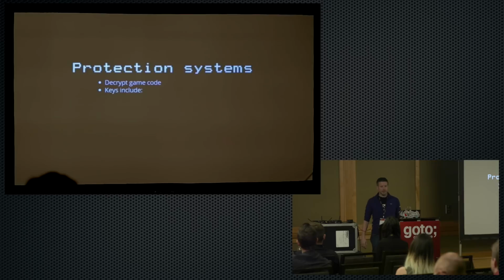So if it's encryptable or decryptable, why can't I decrypt it? I mean, I can load up the code, right, and I can see what it's doing, and I can decrypt it just like it is. Well, it was more complicated than that, obviously.